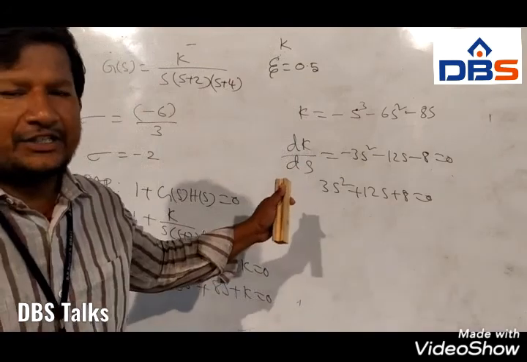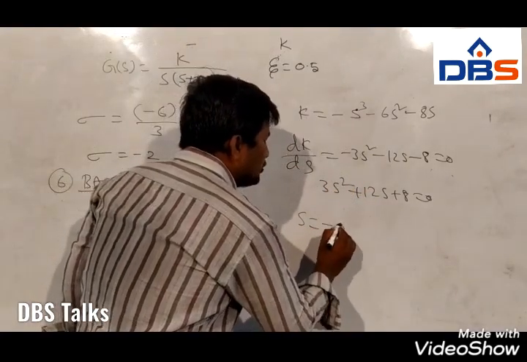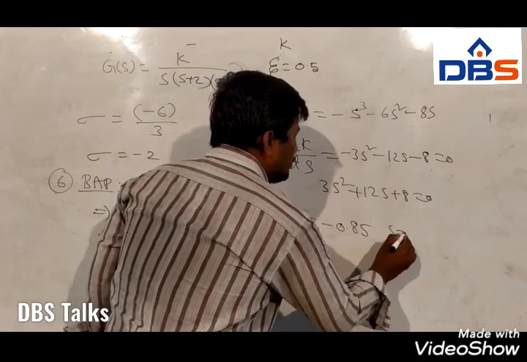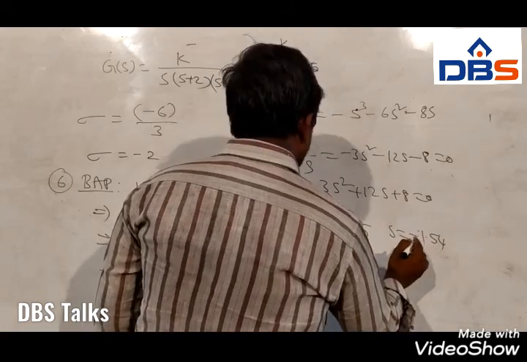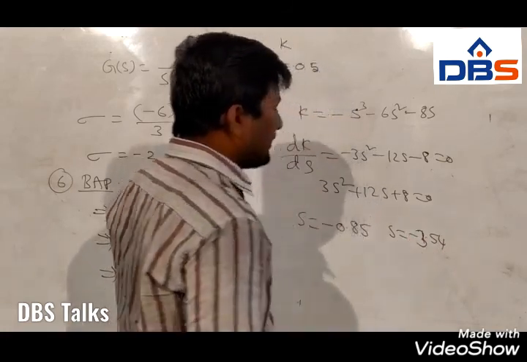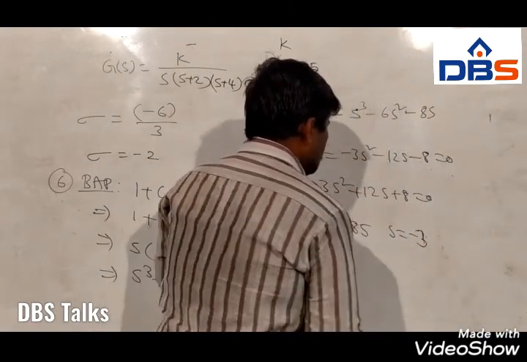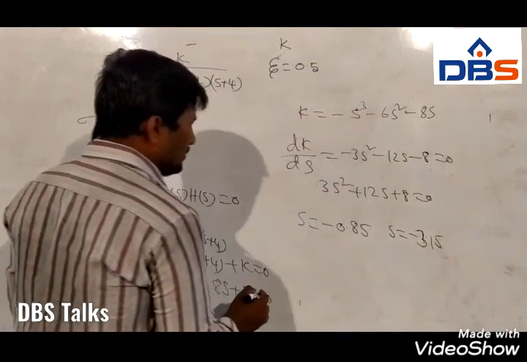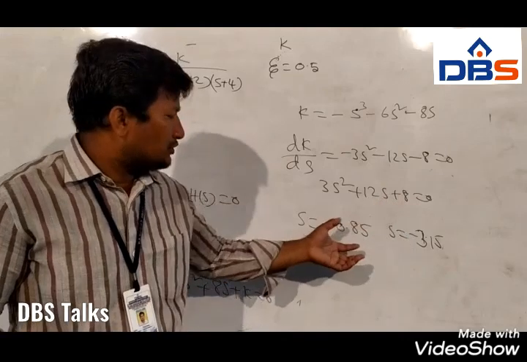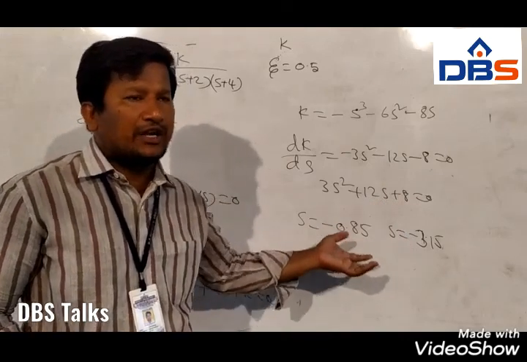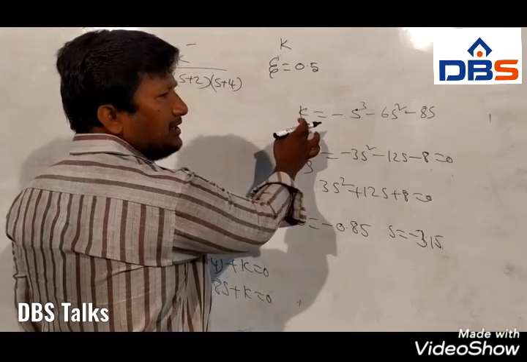To calculate the roots of this polynomial, s equal to minus 0.85 and s equal to minus 3.15. So these two are the breakaway points, but which one is valid and which one is not valid? To calculate the actual breakaway point, put this s value in this K.